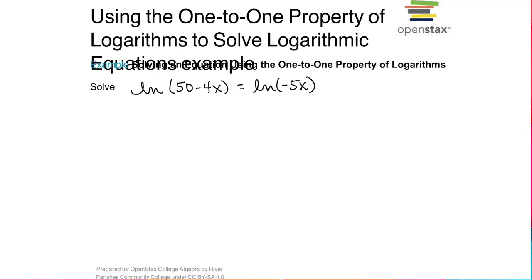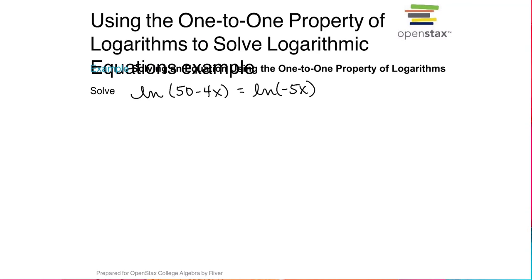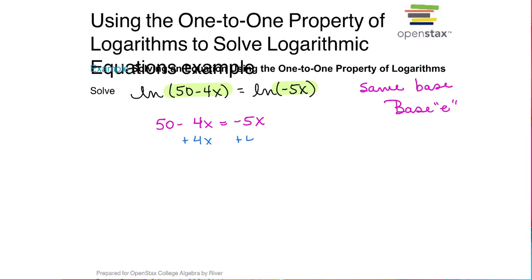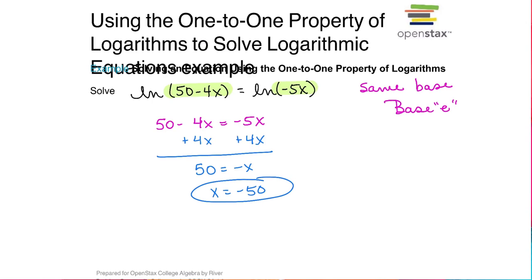So let's look at this one. Here they have the same base on these two sides of the equation. It's base e, right? So that means that this and this must be equal. So 50 minus 4x must equal negative 5x. And then you just decide how you want to rearrange this to solve it. I'm going to add 4x to both sides. And I get 50 equals negative x, which means x equals negative 50.